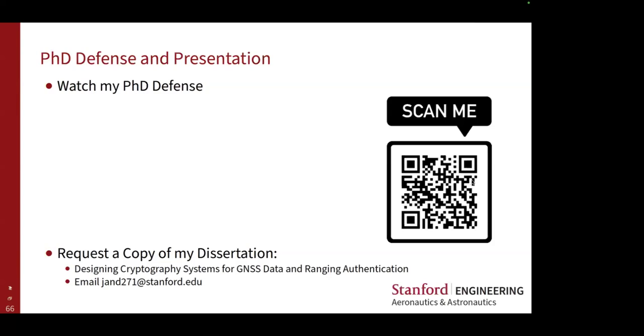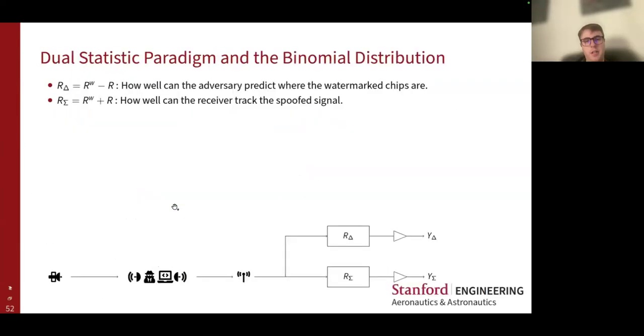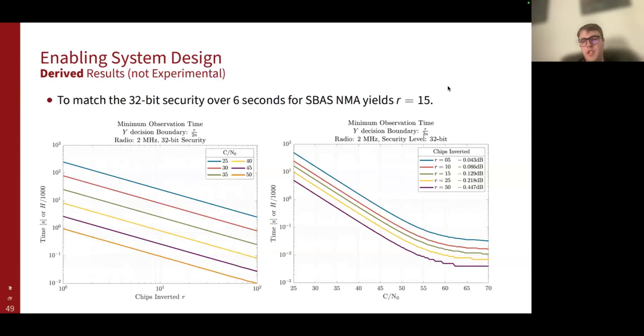In your presentation, you suggest inverting 15 chips per spreading code. How much signal degradation is that? Right. The 15 chips actually comes from the ITM paper where I say what chips are needed for 32-bit security. WAS has a 6-second time to authentication time, so there's a 6-second parameter in that detail. If you go to this curve, 15 chips in 6 seconds gives you 32-bit security.